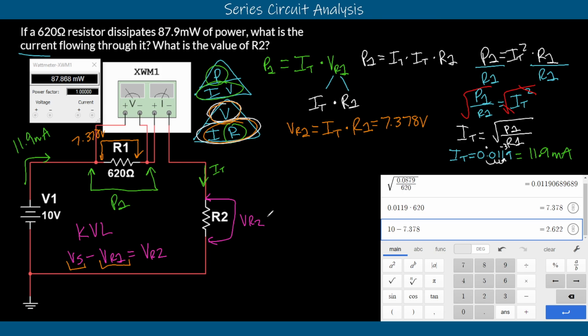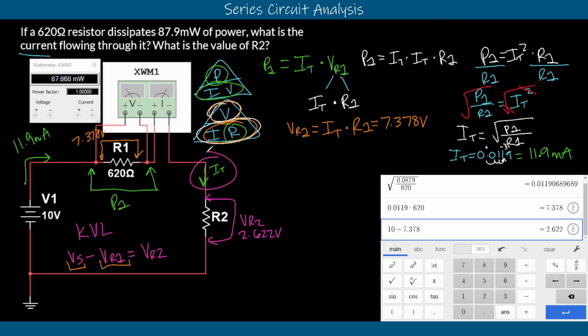So VR2 equal to 2.622 volts. Immediately, look at that and say, well, the first one consumed more voltage than the second one, so we expect R2 to be smaller than the first resistor. It has to be less than 620 because it used a substantially less amount of voltage. Okay, that gives us two things, right?